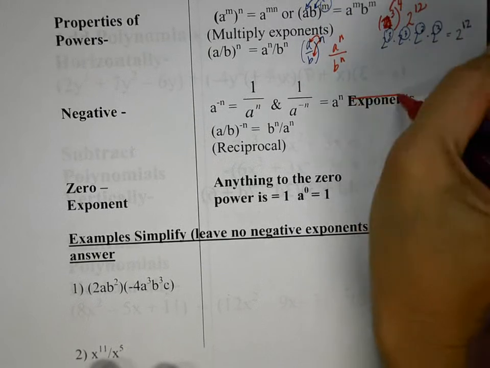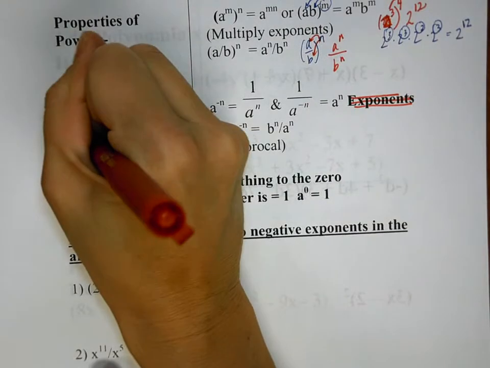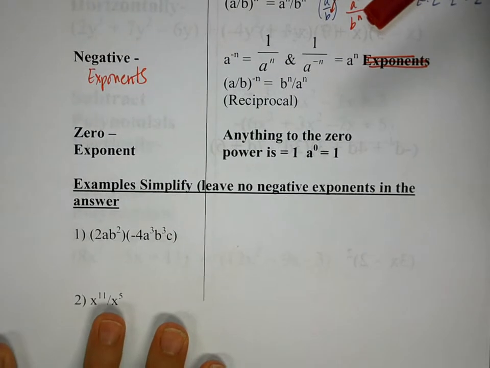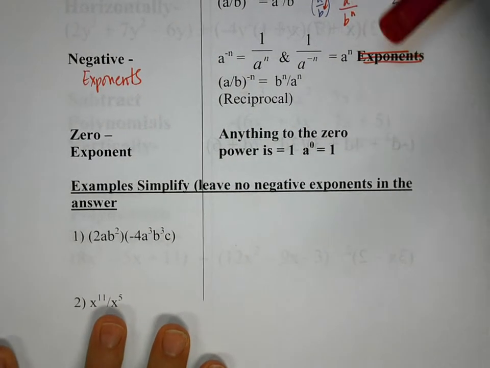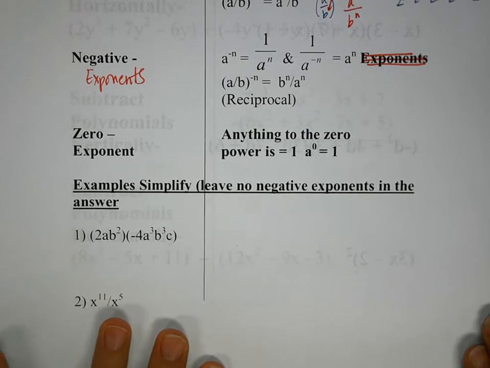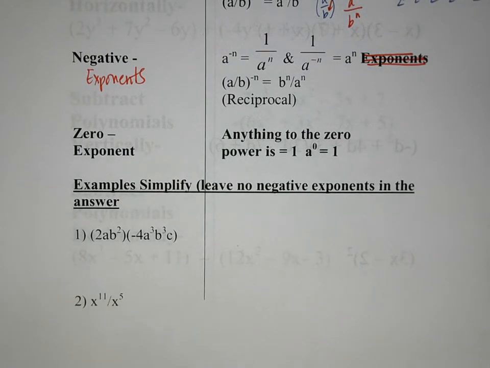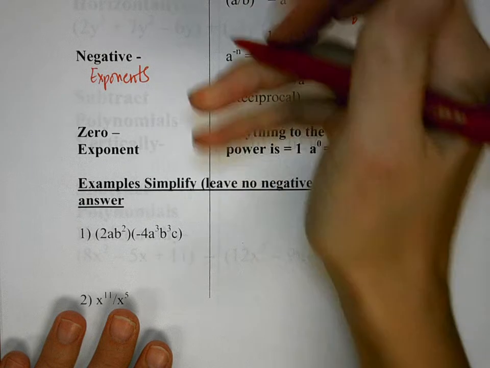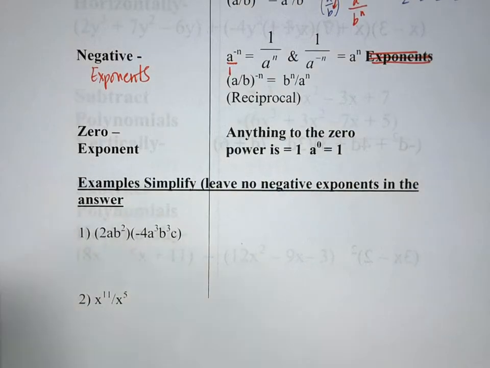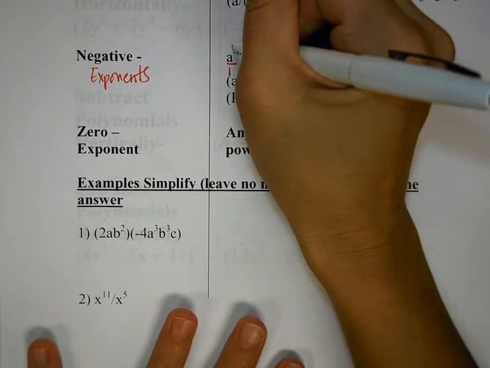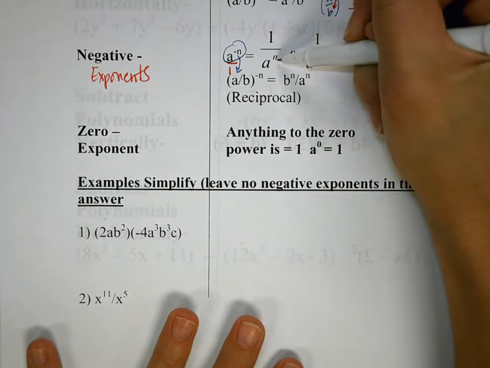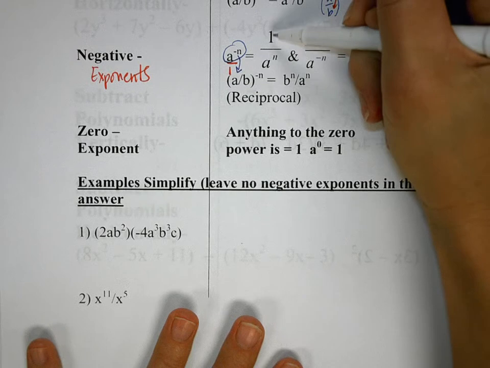Okay, negative exponents, and there's a typo here. This exponent should have been right here. But with negative exponents, you cannot have negative exponents in your answers. So anytime you have a negative exponent, you need to change the side that the exponent is on. And what I mean by side is when you're dealing with fractions. So if I had a to the negative n power, I can always put that over 1. And in order to get rid of that negative exponent, I need to take that and move it to the opposite side. So I end up with a to the nth power in the denominator. And if there's nothing on top, there is a 1 on top.